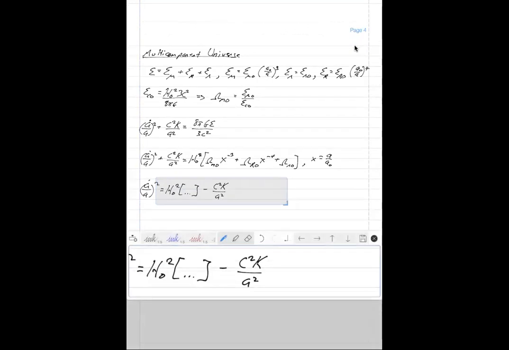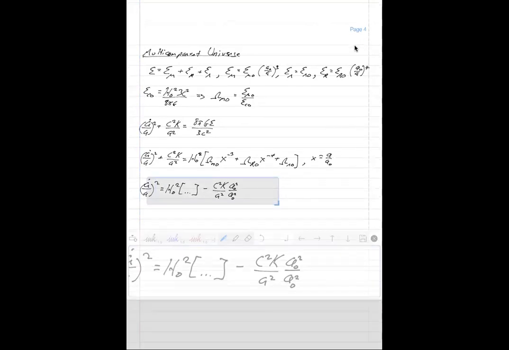Now notice that we have an A squared here, but we don't have an A0. So what I'm going to do is multiply by 1, so A naught squared over A naught squared. This doesn't change that term. But now we have a term which is A squared over A naught squared in this term. In other words, x to the minus 2.